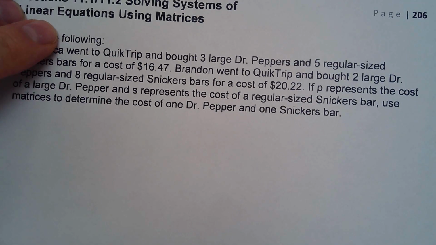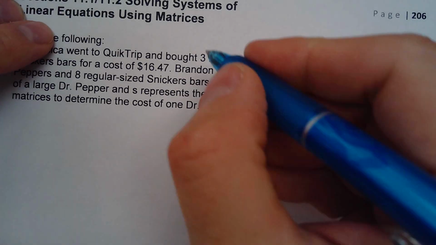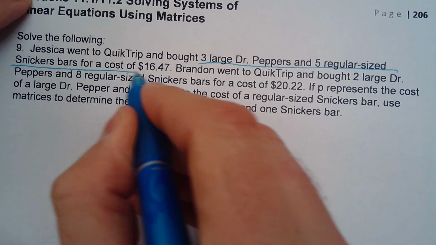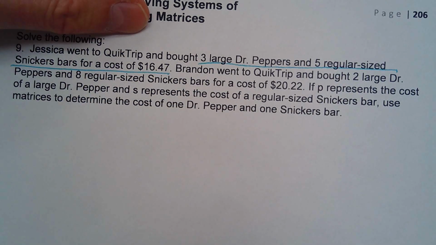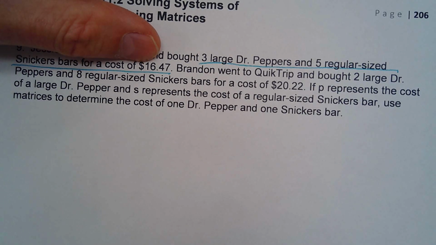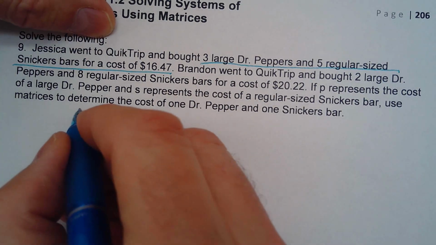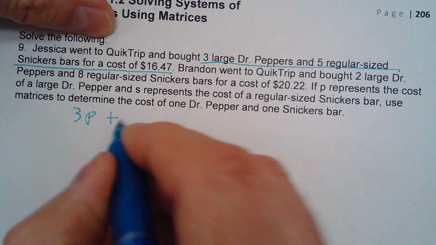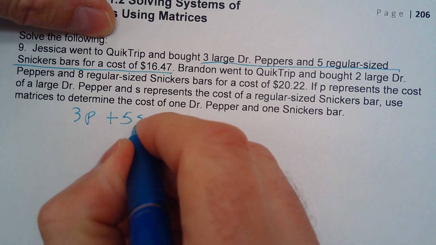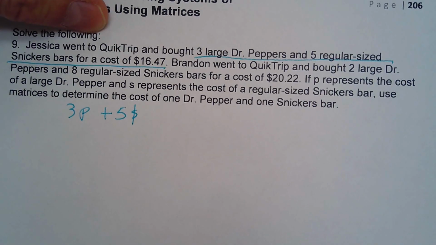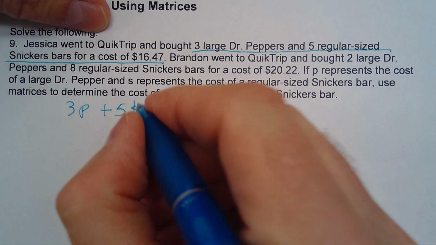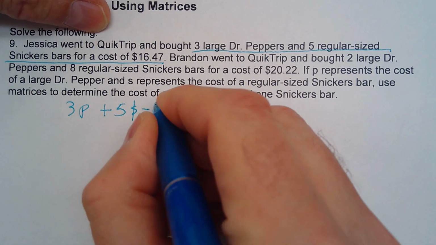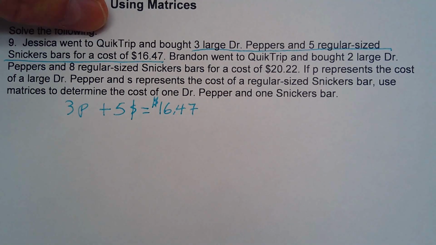So let's first get our equations. So we have 3 large Dr Peppers and 5 regular-sized Snicker bars for $16.47. So 3 large, that'd be 3p plus 5, they said S. I'm going to draw a line through my S's, otherwise it'll look like 5s. And that's got to be equal to $16.47. That's my first equation.